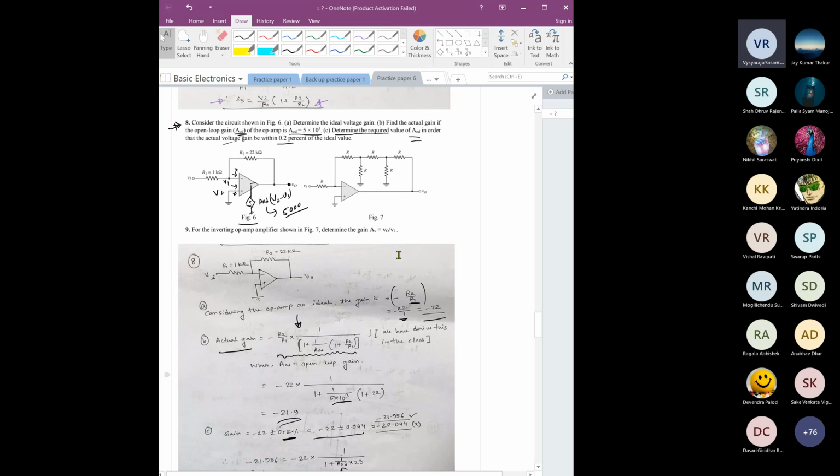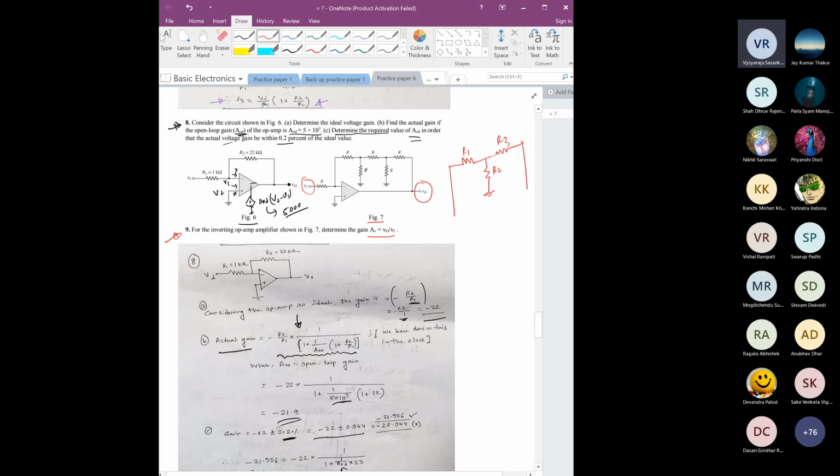Okay. So if this part is clear to you, then probably we can move to question number 9. Question number 9 says that for this inverting op-amp amplifier shown in figure 7, that is this one, determine this gain, basically the output voltage by this input voltage. So remember in class what we have done, this T network, that T network was something like this, right? R1, R2, R3, right?